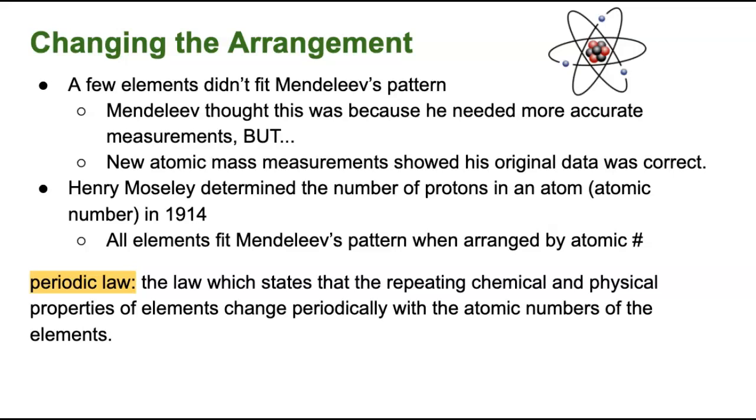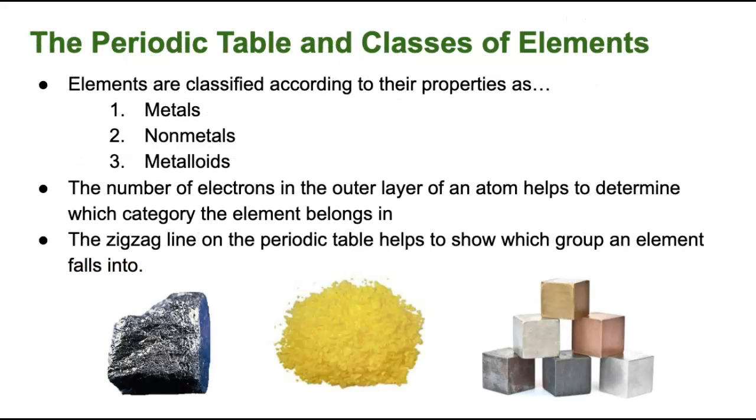to the periodic law, which is a law that states that the repeating pattern of chemical and physical properties of elements changes periodically, so in intervals, repeating patterns with the atomic numbers of elements, the number of protons. Elements are classified by these properties into 3 categories, and we did talk about these categories on Monday too. They're metals, nonmetals, and metalloids.